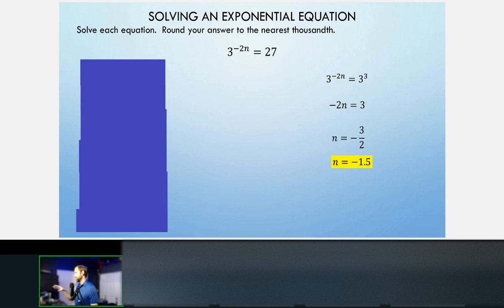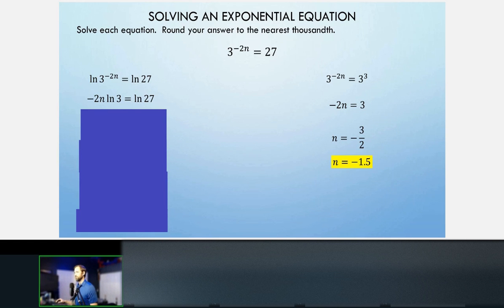Not every problem you'll be able to do that. Sometimes you can't make the bases the same. In this case, we could have. So we could have done it this way and not even use log or natural log. We also could have taken a log or natural log of both sides, or a log base 3.